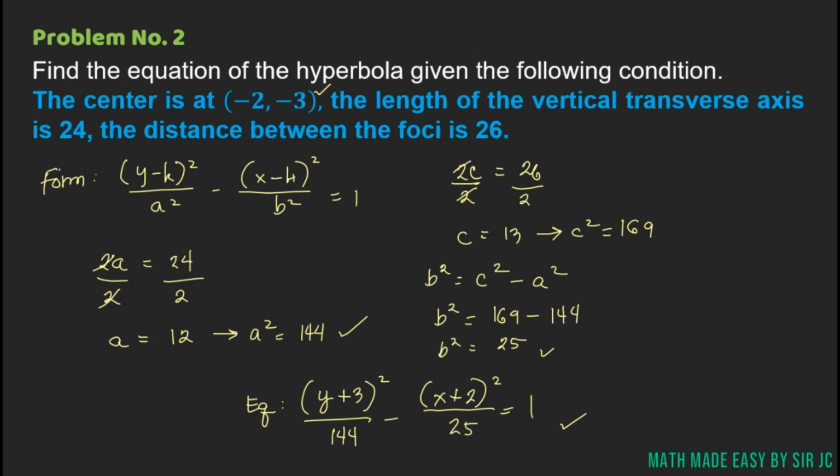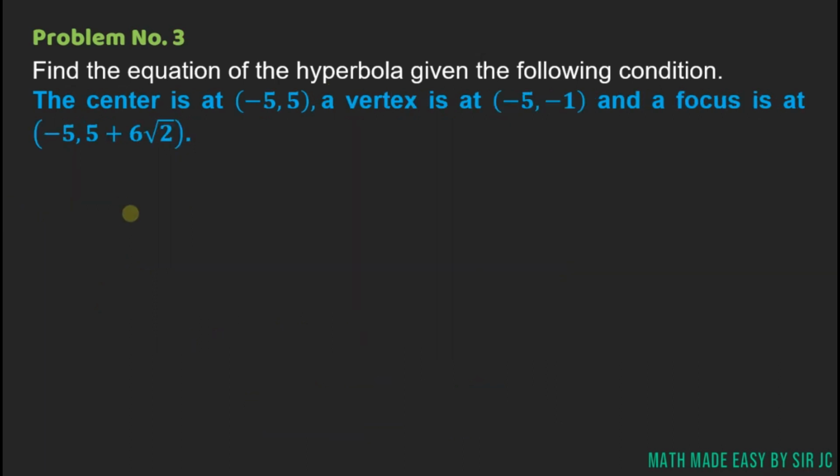So let's have the last example. Find the equation of the hyperbola given that the center is at -5, 5, a vertex is at -5, -1, and a focus is at -5, 5 plus 6 square root of 2. So how are we going to do that? Let us first identify the form.